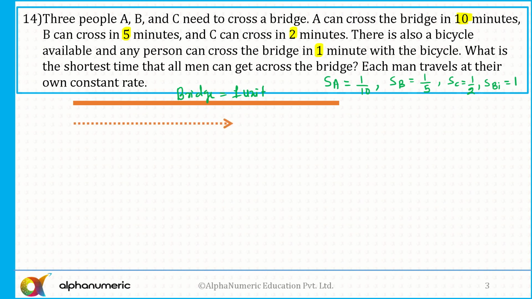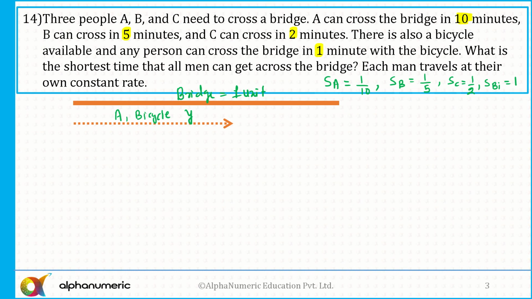Alright. So let's say this dotted line represents the direction, or the motion, of A. So A will travel some part of this distance on a bicycle. Let's say this distance is equal to Y.